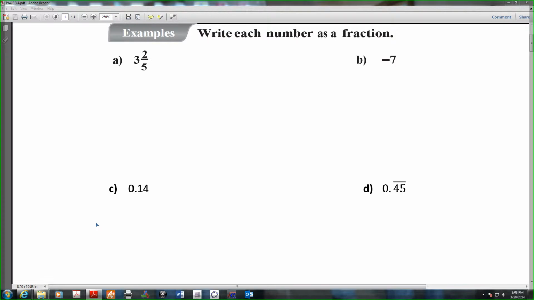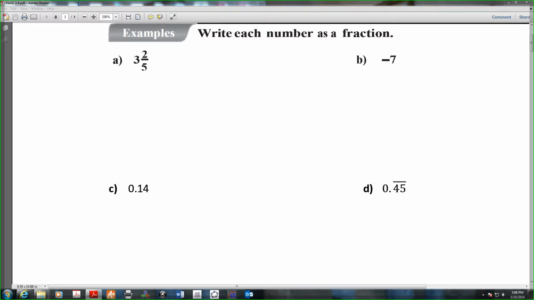Okay, if you're watching this video, that means that you already read your book, pages 130 to 132. Now, if you have any questions, we can still go over here. Like in this one, it says, write each number as a fraction. The first one we see is a mixed number.